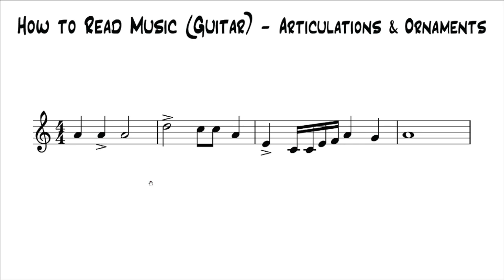The next one is an accent, and an accent is created by this symbol right here. It can be above or below the note. Accents are really important in music. It means to emphasize that note more, and usually when you're playing guitar, that means you're striking other notes a little softer, and then you're striking the accented note a little louder to bring more emphasis to that note.